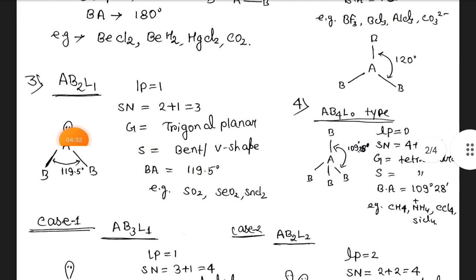Next representation is AB2L1, that is lone pair 1. The steric number is 2 plus 1, that is 3. So here geometry and shape are different, because one lone pair is there. The geometry is trigonal planar, but the shape is bent or V shape. This is the structure of an AB2L1 molecule. The examples of AB2L1 molecules are SO2, SCO2, SnCl2. The lone pair is placed here, because then there is minimum repulsion, and the bond angle is 119.5 degrees.